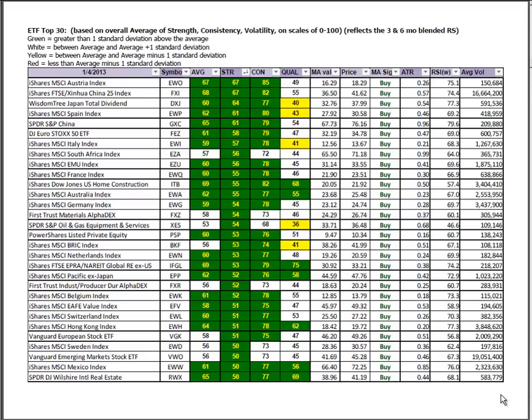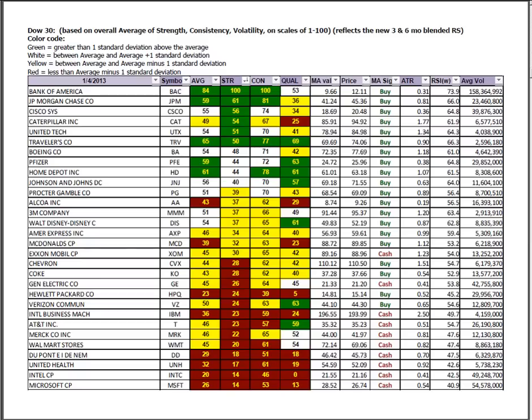Summary of the top 30 ETFs based on their relative strength. Again, you can see dominated by all the usual suspects, the globals. And the Dow 30 sorted by their relative strength column. Bank of America, JP Morgan. Now, Cisco and Caterpillar are kind of the anomaly compared to their peers, are starting to lead the way. United Tech doing pretty well here, too. At the bottom, Microsoft, Intel, United Health.